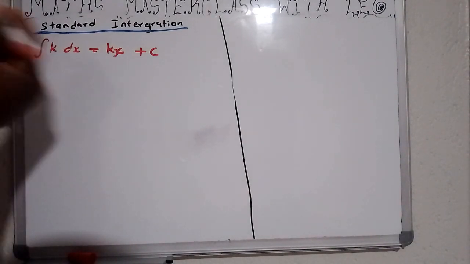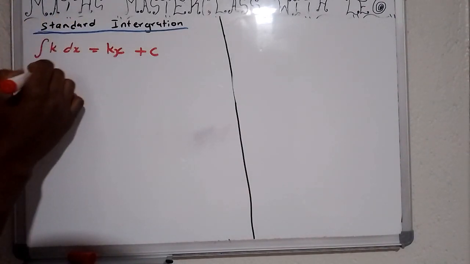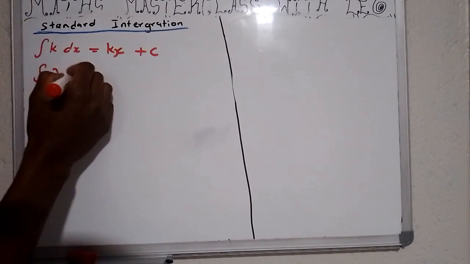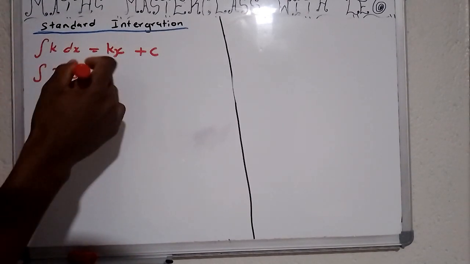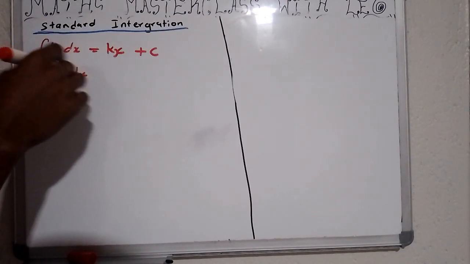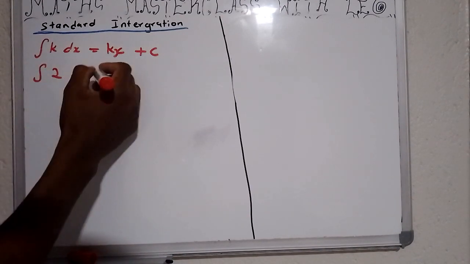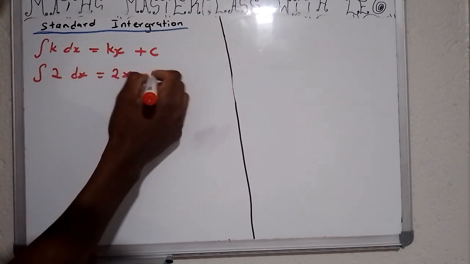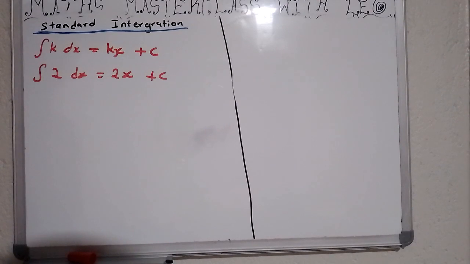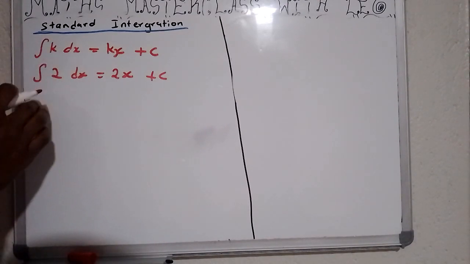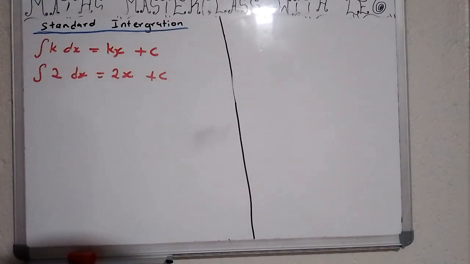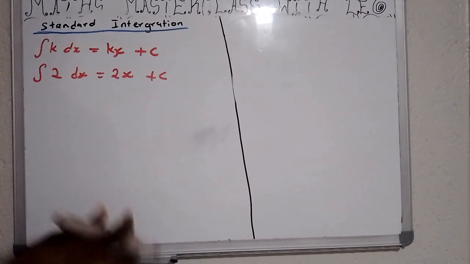So in this case, let me give you an example. They say integrate 2 dx. What am I going to get here? They say integrate this in terms of x. I'm going to get 2x plus c. There. When you integrate a constant in terms of a variable, that is what you're going to get. Right? Now let's take another question.